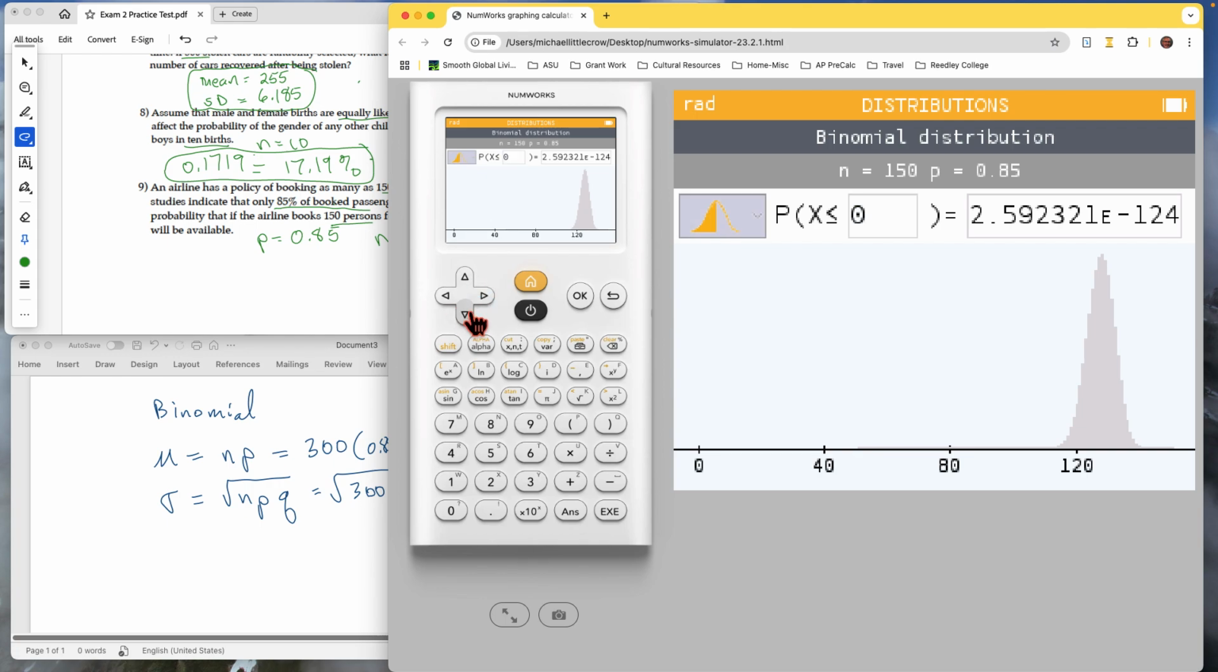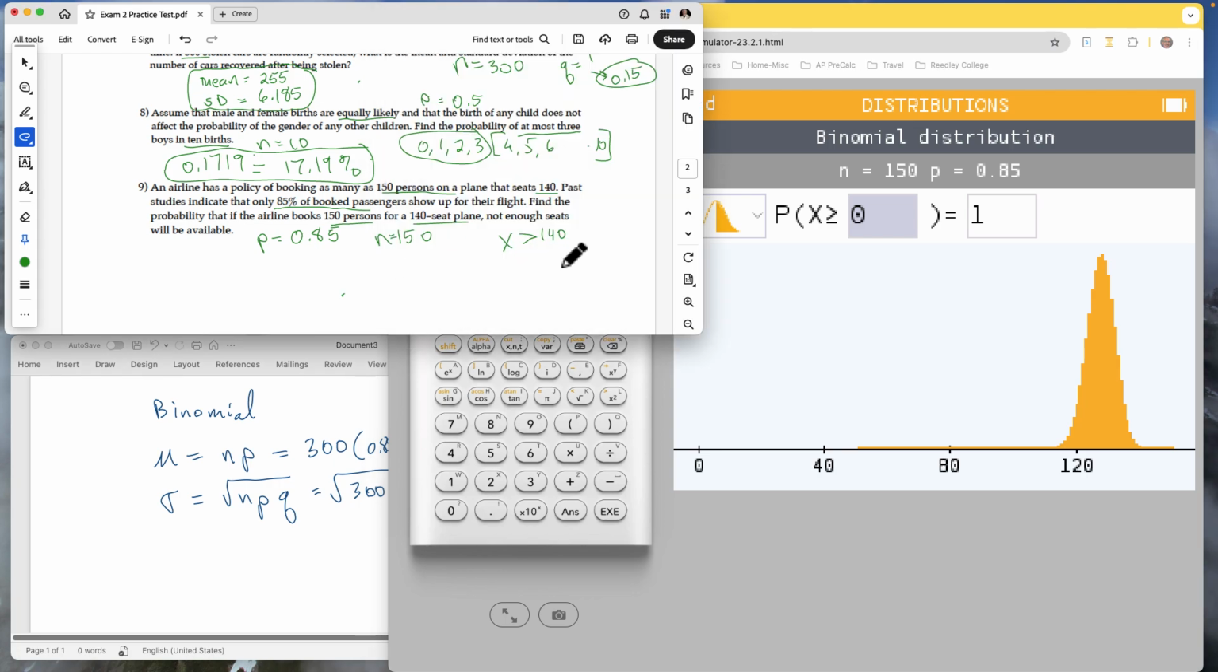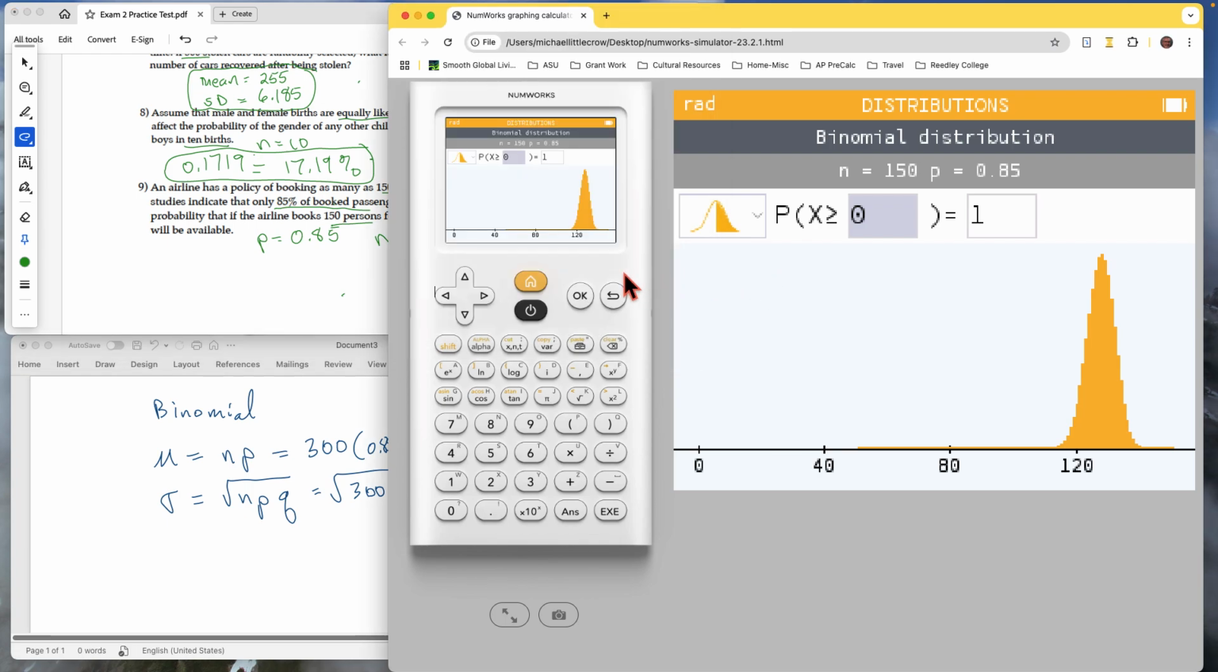And then what we want to do is calculate the probability of someone not being able to make it on the flight, so that we need the more than. We're going to do more than 140. And notice this includes the equals. If 140 showed up, there would be enough seats for them, right? But if 141, so really what we want is X greater than or equal to 141. So we put that in here. Oh, not 140, 141.